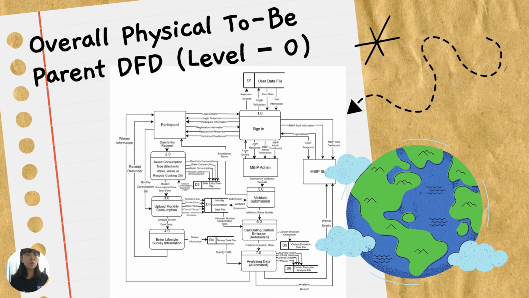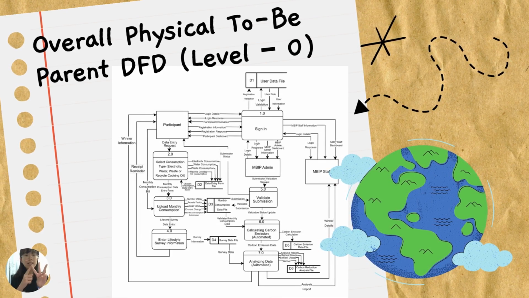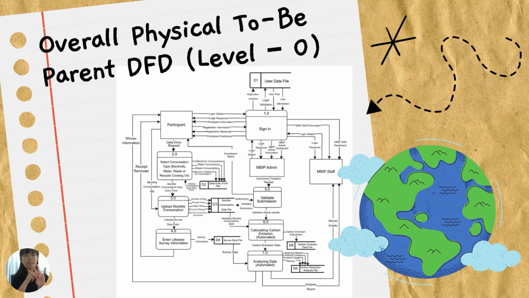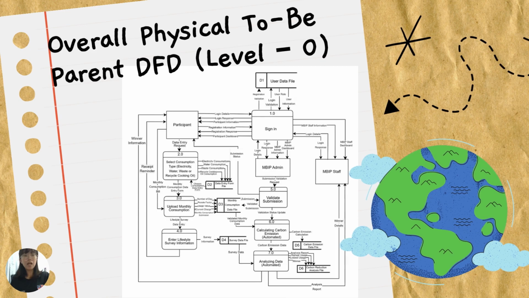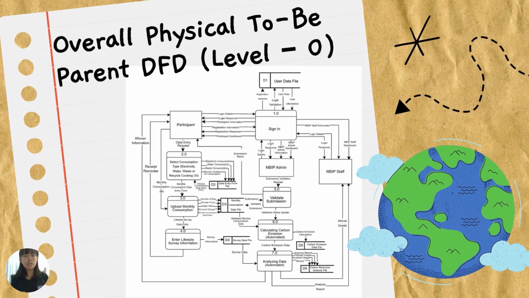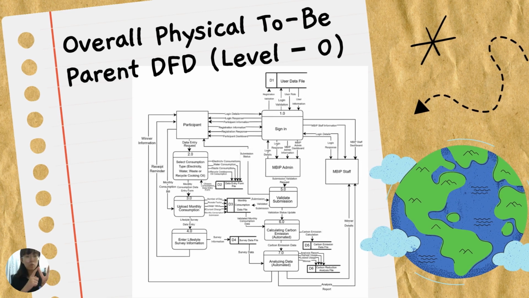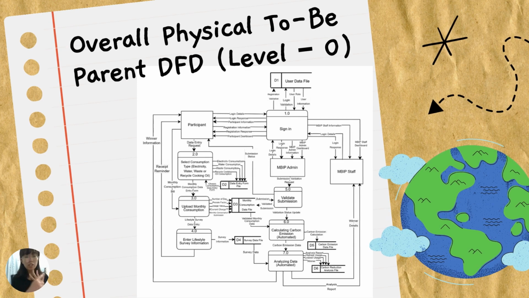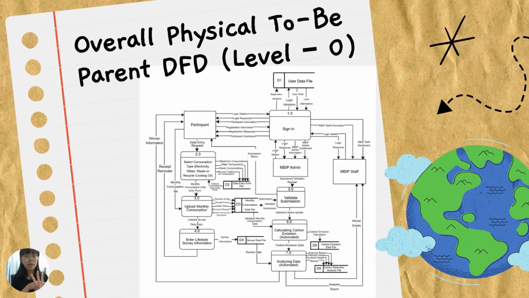Thus, the overall parent DFD is like that. We have three entities: one is participant, one is MBIP MP, one is MBIP staff, and seven processes. So the first is to sign in. As we go into the system, we need to sign in. And then the user needs to select the consumption type. We have four consumption types: electricity, water, cooking oil, and waste.